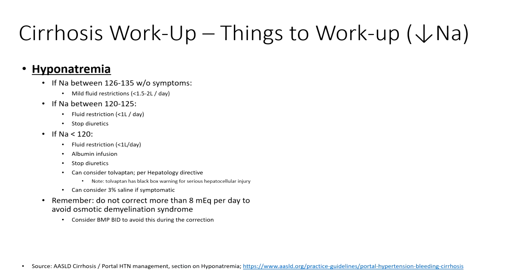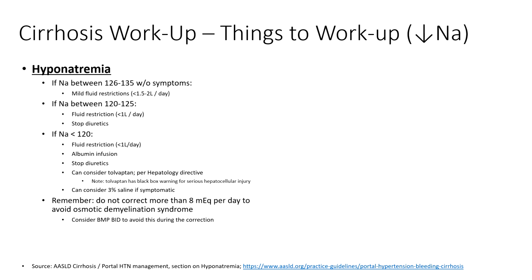Lastly, we have hyponatremia. If the patient has hyponatremia between 126 and 135 mEq and is not symptomatic, treat with mild fluid restrictions, anywhere from 1.5 to 2 liters of fluid. If the patient has a sodium between 120 and 125, fluid restriction should be decreased to 1 liter per day and diuretics should be discontinued.